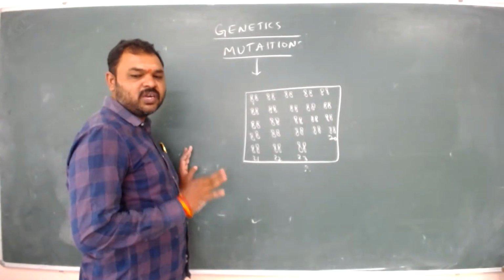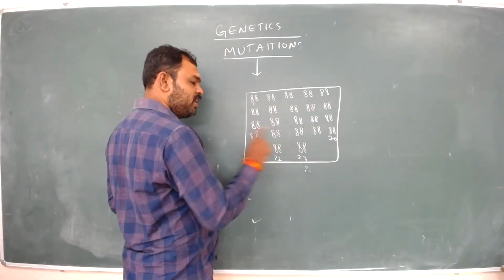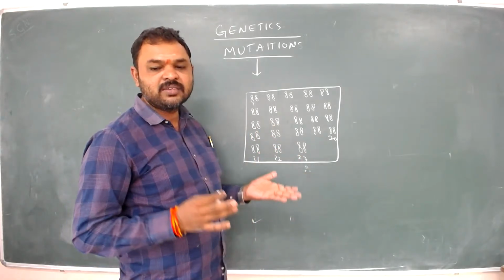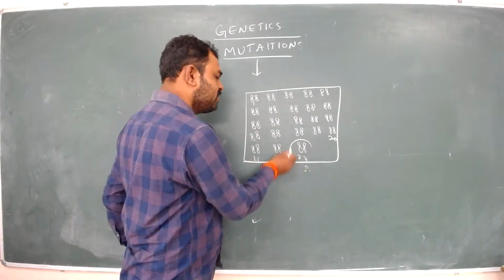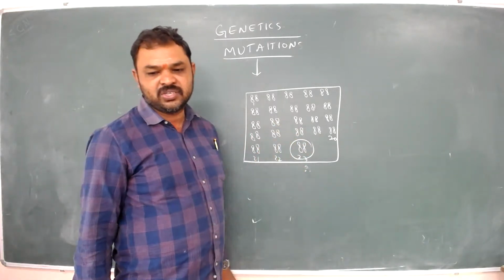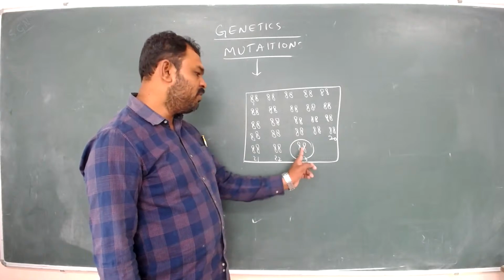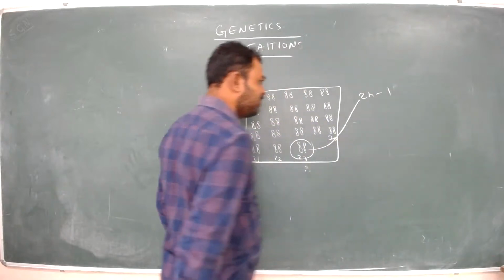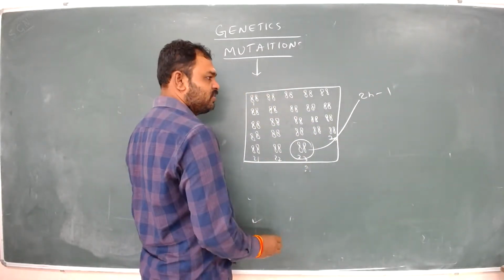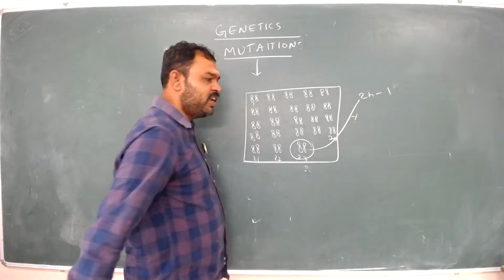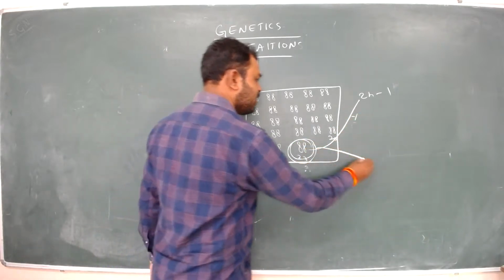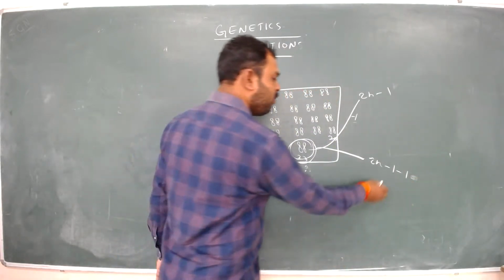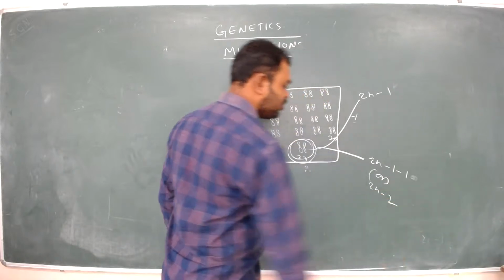From each set, 1 may be removed or 2 may be removed. The maximum that can be lost from a set is 2. If 1 chromosome is lost, that is written as 2n minus 1. If the complete set is lost, it can be written as 2n minus 1 minus 1, two times, or simply 2n minus 2.